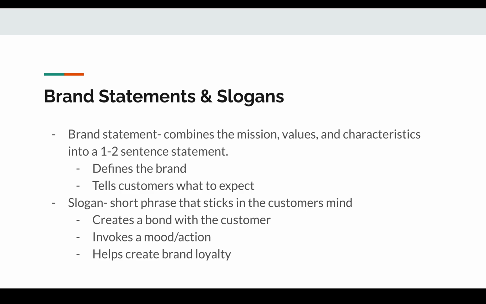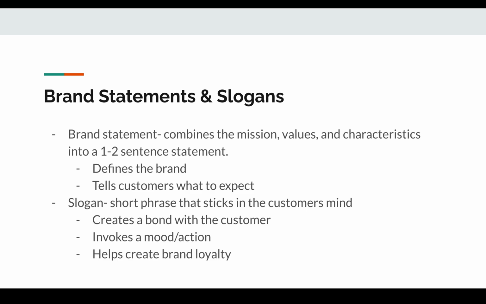Logos and hashtags are things that you are more familiar with. So the other 2 elements are brand statement and slogans. So a brand statement is going to be combining the mission or the overall goal and objective of the company with the values and the characteristics. A lot of times this is going to be just 1 to 2 sentences, and it's going to be something that defines the brand and tells customers what to expect. You should have gone through and done that activity or the quiz where you match slogans and brand statements to companies. So just seeing that those are the mission statements of that company, really.